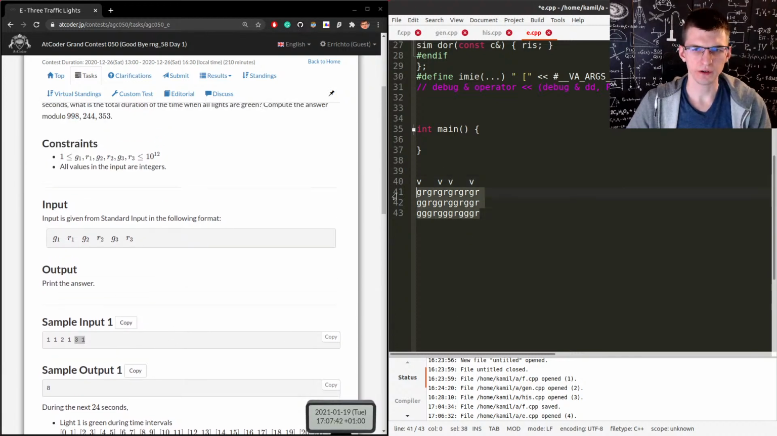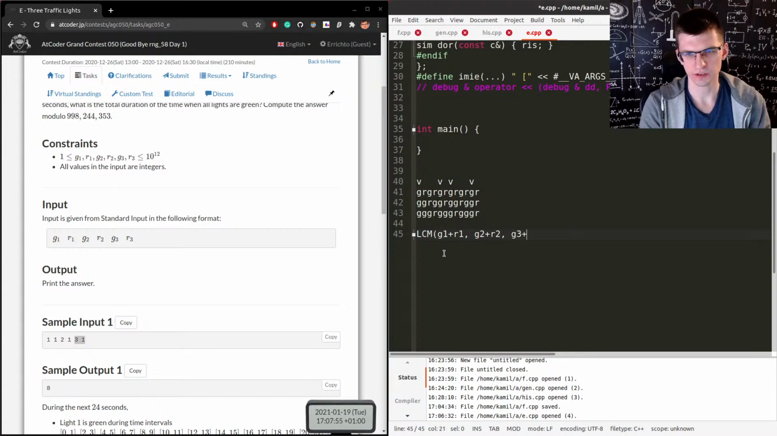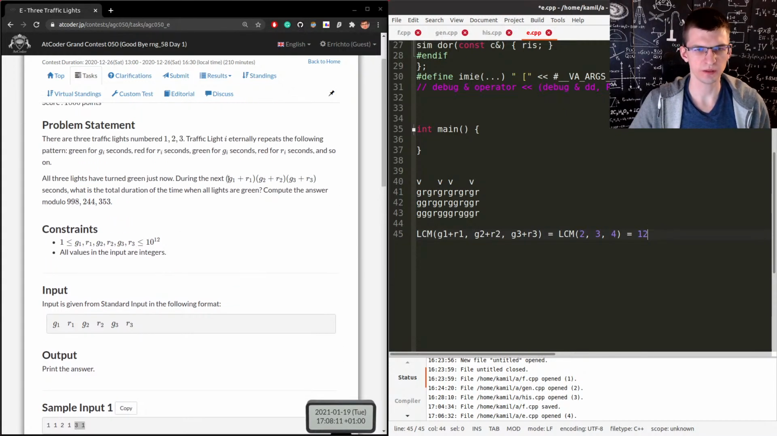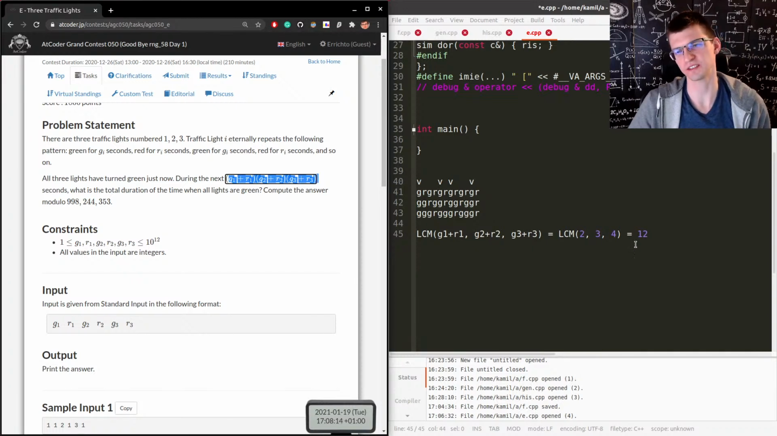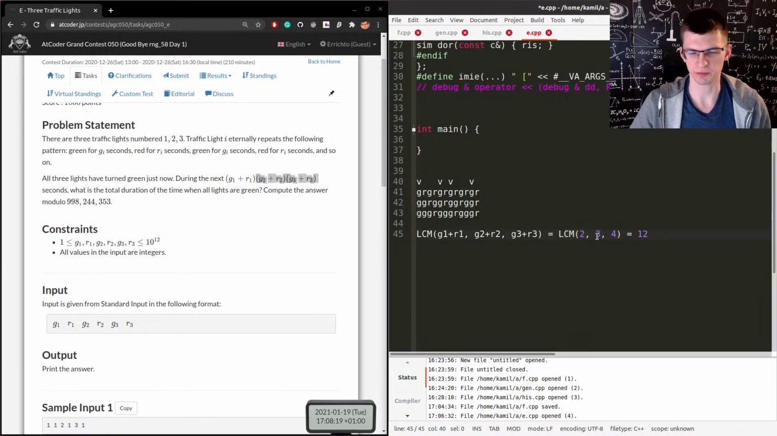But here I found a cycle using LCM. Of course, the LCM of green 1 plus red 1, which is the cycle of the first light, then this, that. After that many turns, everything will repeat. And that's 12 for this case, because this is the LCM of 2, 3, 4. But they ask us about the situation after the product of that. We will need, at the end, to multiply the answer by the product of the cycle sizes divided by the LCM, some kind of GCD.